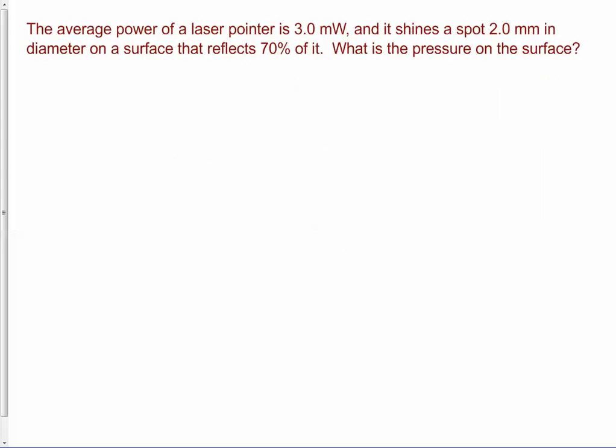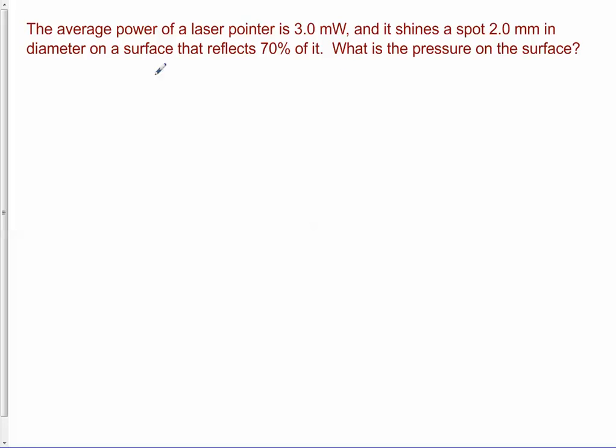Let's do another problem. The average power of a laser pointer, one of those devices that people giving presentations use, they press the button and it shines a little laser, and you see a little dot on the wall, right? The average power of one of those is, let's say, 3.0 milliwatts, so it doesn't take a lot of power. And it shines a spot that's 2 millimeters in diameter onto a surface that reflects 70% of it, right? So maybe a mostly whitish wall, or a not too dark wall. So what is the pressure that is being exerted on the surface?